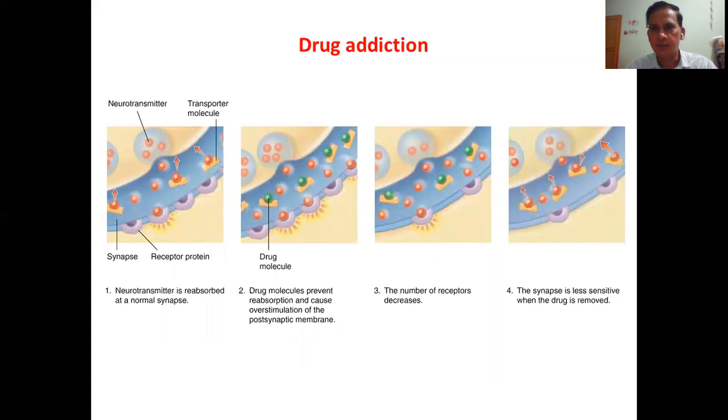Now there are two instances. The amount of dopamine released is less and the number of receptors is even less. So the person will have a problem of addiction. In order to have pleasure or an antidepressant effect, the person will need the drug again, or he will have what are called withdrawal symptoms.